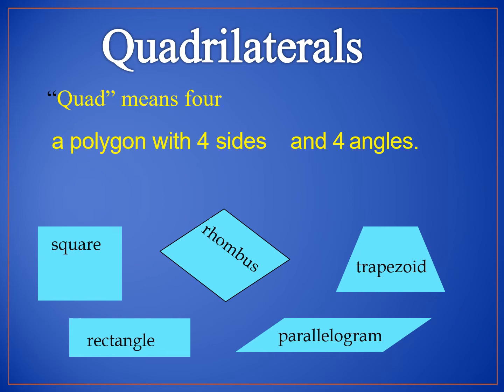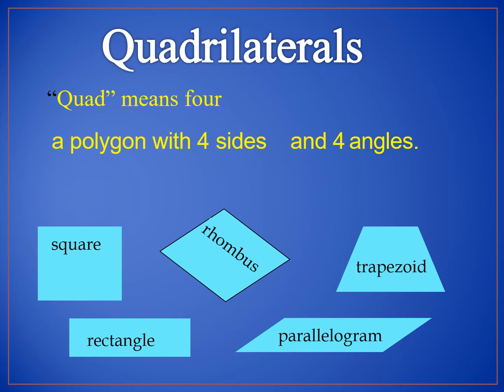So again, guys, what is the meaning of the quadrilateral? The quadrilateral is the name of any shape that has four sides, like all of those shapes here: square, rhombus, trapezoid, rectangle, parallelogram, and any shape that has four sides will be called a quadrilateral.